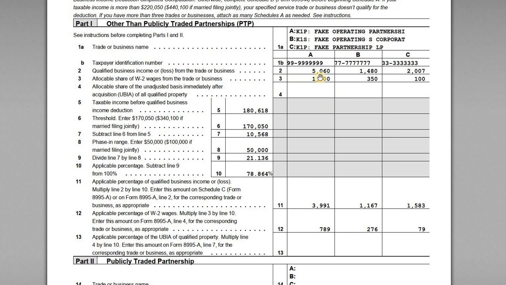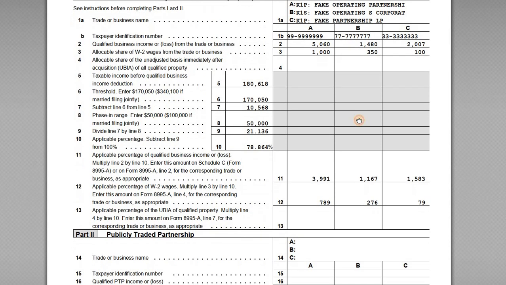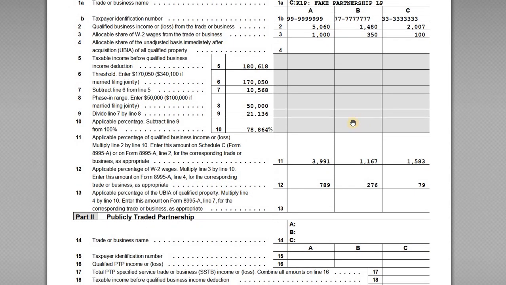So if we look at line 2, we have the $5,060 in QBI. The line 3 amount, allocable share of W-2 wages, is $1,000. Allocable share of unadjusted basis immediately after acquisition of all qualified property, so the UBIA is 0. And so he enters the relevant details for each investment, right? So $1,480 was the QBI amount for the S corp, $2,007 was the QBI amount for the partnership, and there's the wage amounts. Now, once those are completed, then we move on to lines 5 through 10.